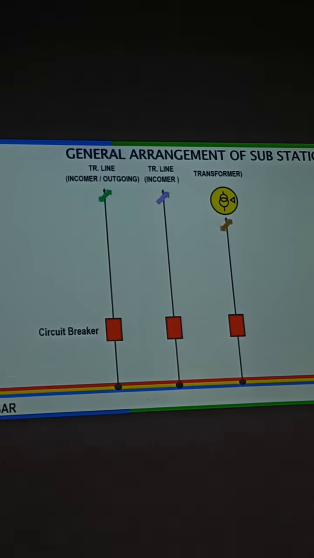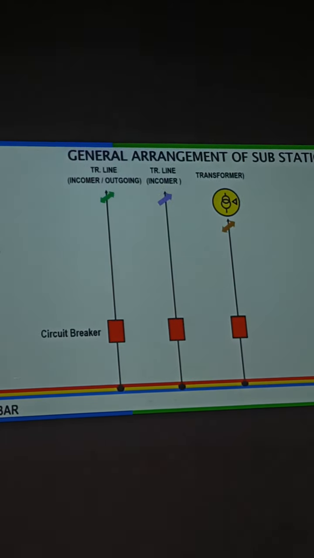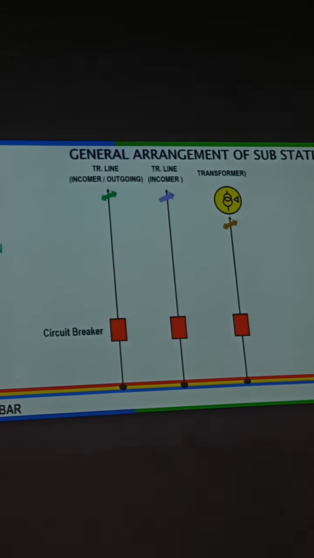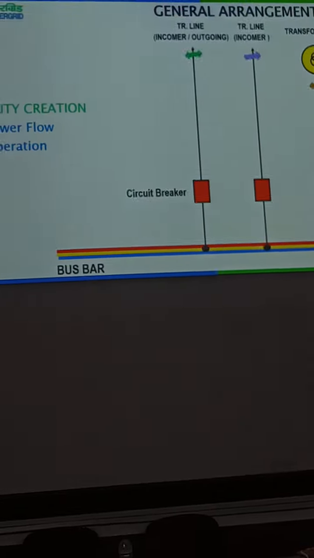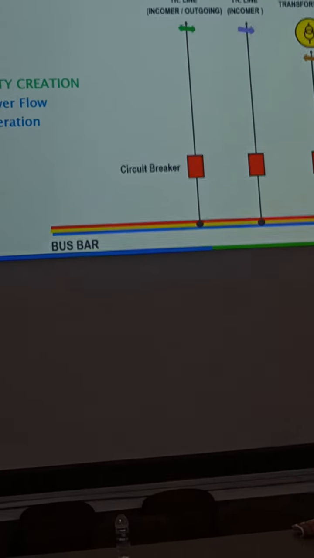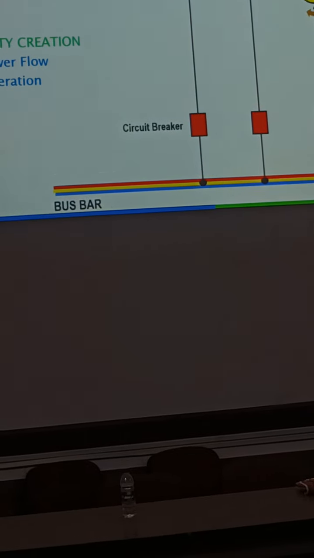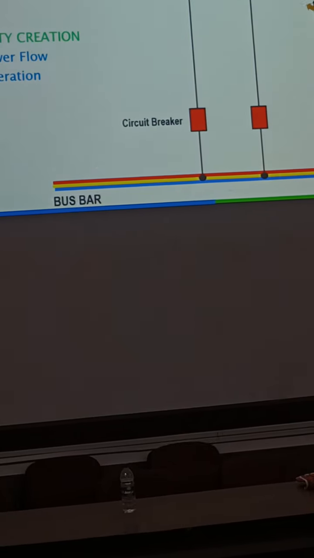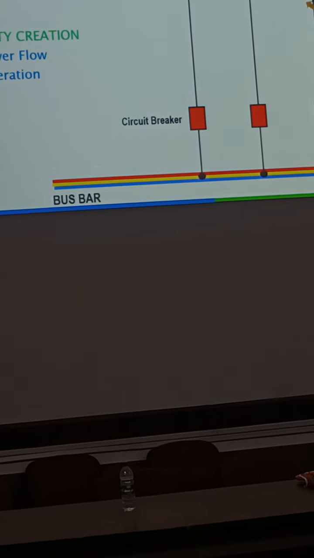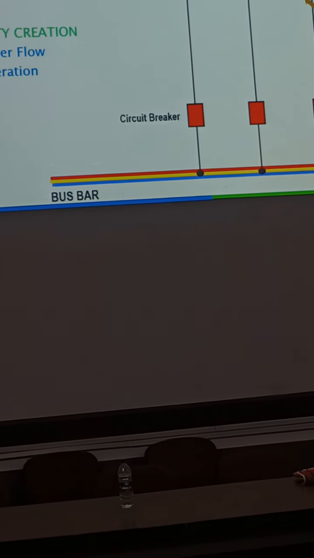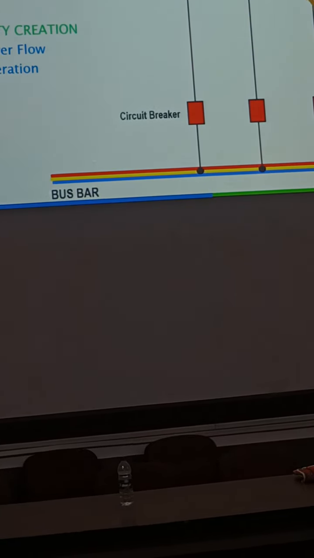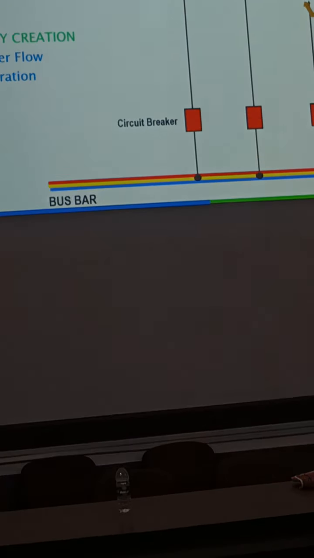See, by the name of the equipment, you understand the functions also. Circuit breakers mean it can break a circuit. Running live circuit, it can break. But isolator means isolation. Only you can isolate, not break. If you break a circuit, a lot of arc will be forming. So if it is not extinguished, there will be a fire hazard.